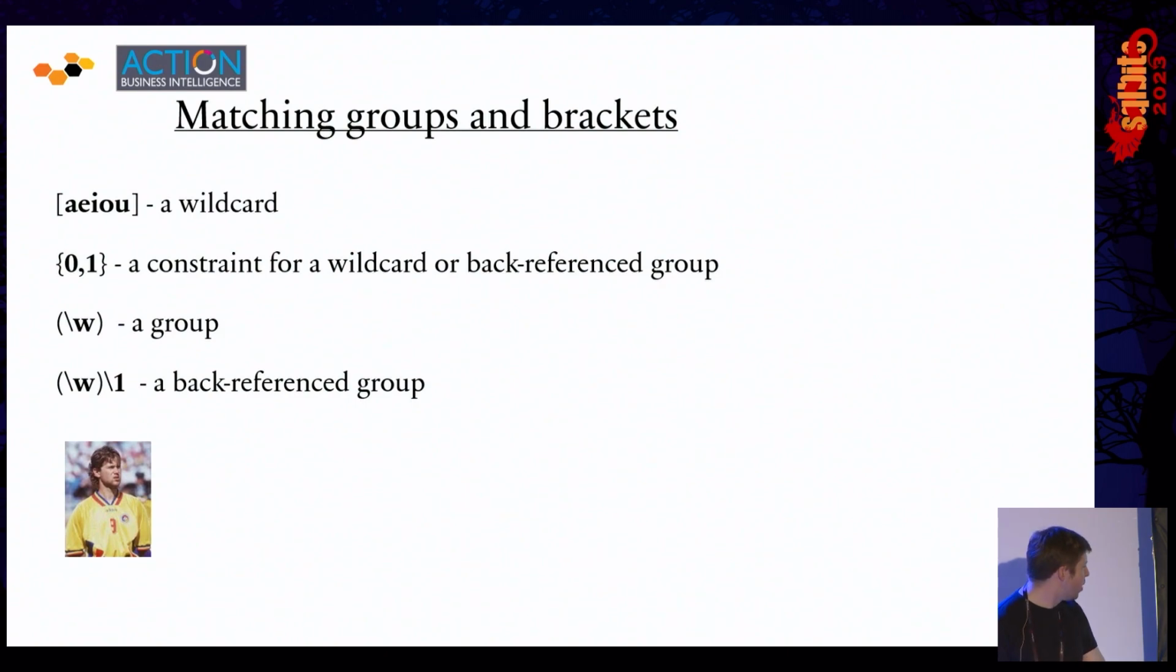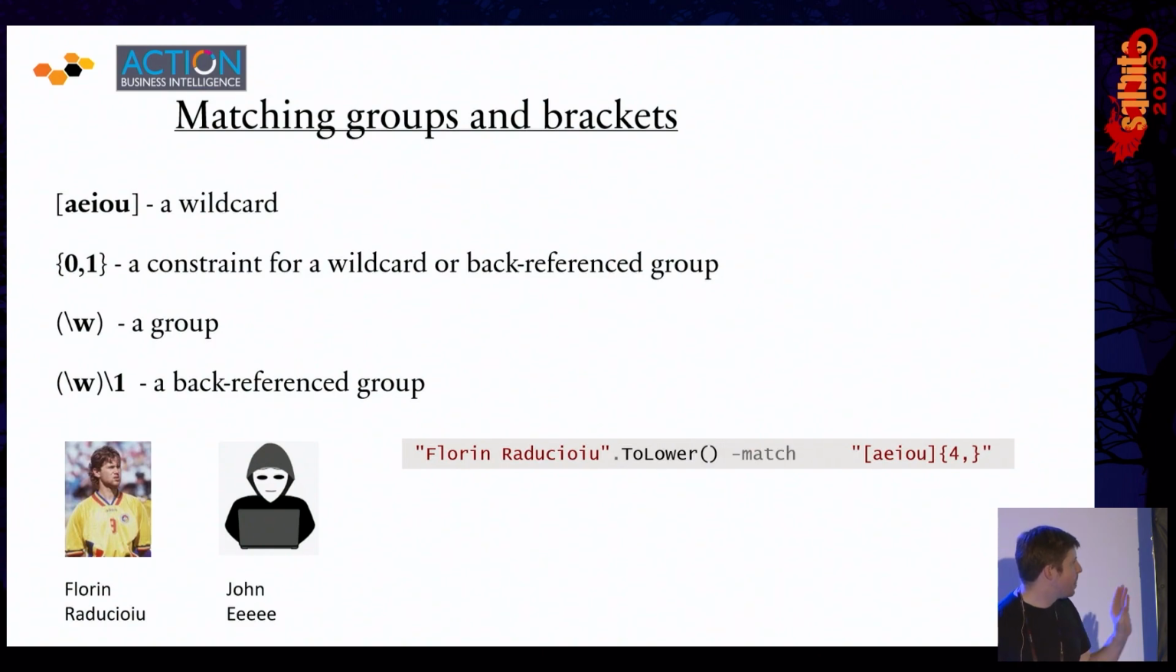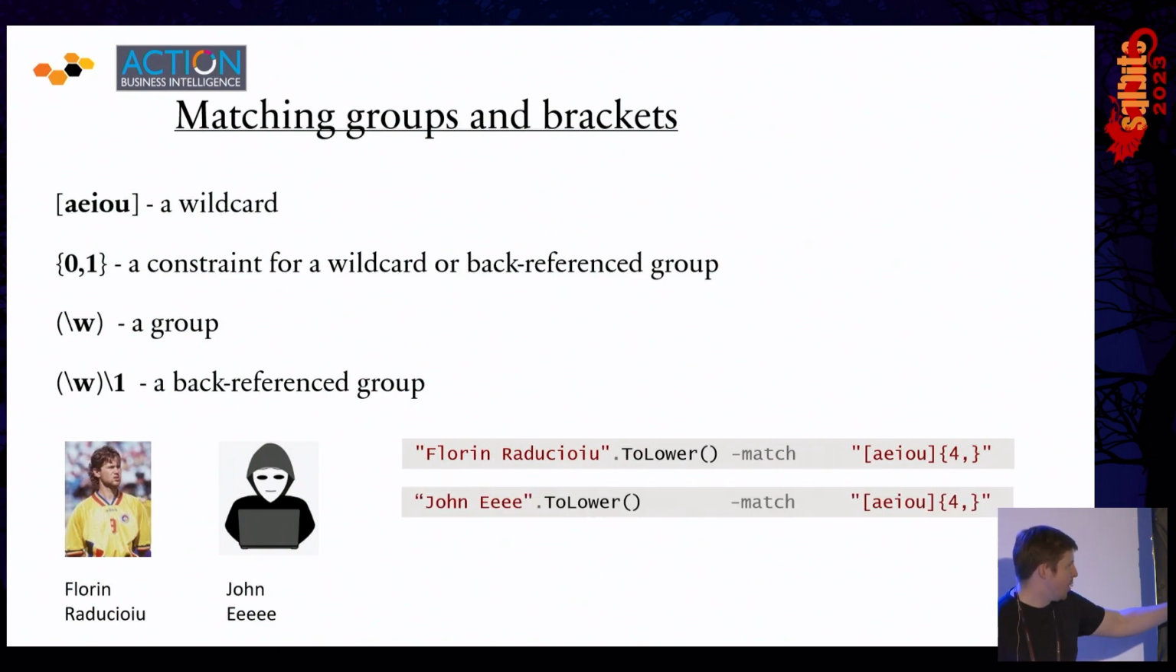I think I'm going to run out of time a bit on this, but Florin Radicchio is real. He's a Romanian footballer from the 1990s, and John E. is a random form fill from a hacker. I want to identify Florin Radicchio's last name as real and John E.'s name as fake, with a simple repetition of vowels means fake. But if I'm just going to wildcard match them and say any vowels 4 times in a row, it's going to match both, because Radicchio is basically vowels 4 times in a row, and John E is 4 times in a row, E and I O.